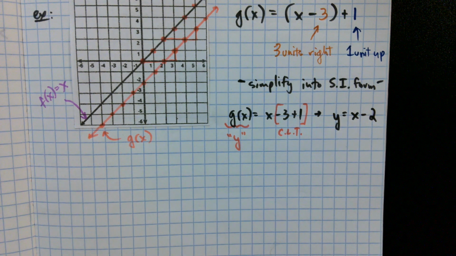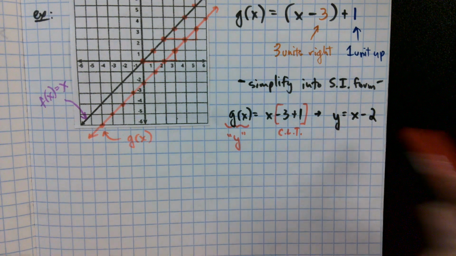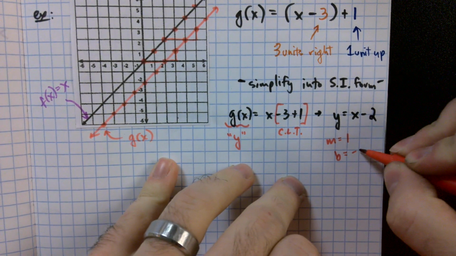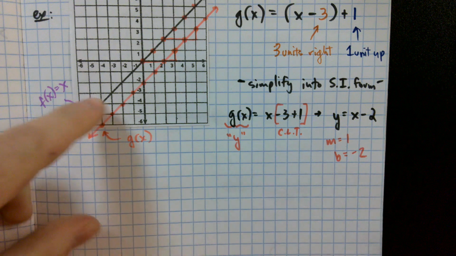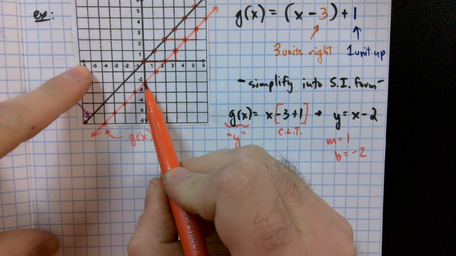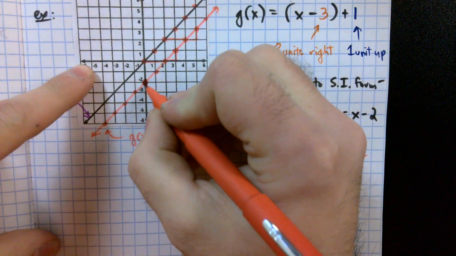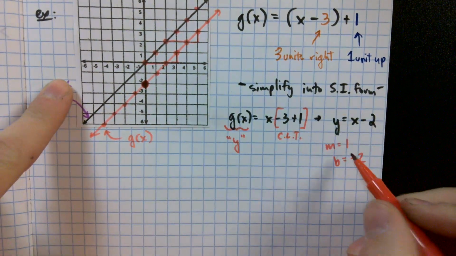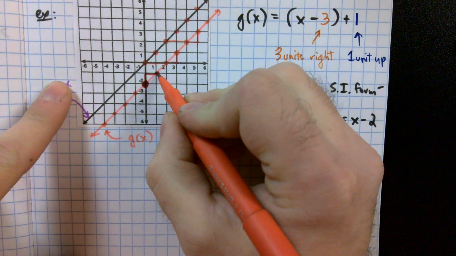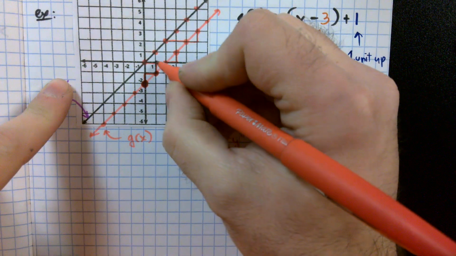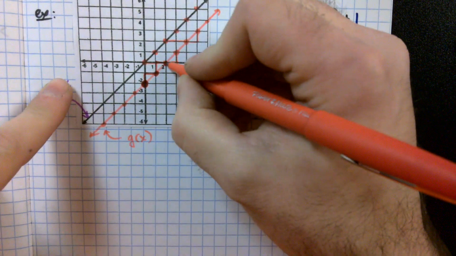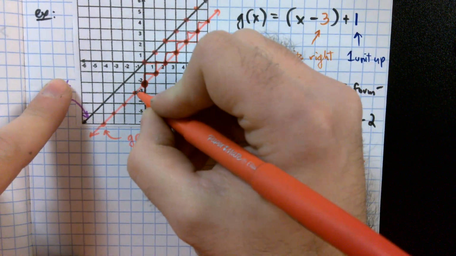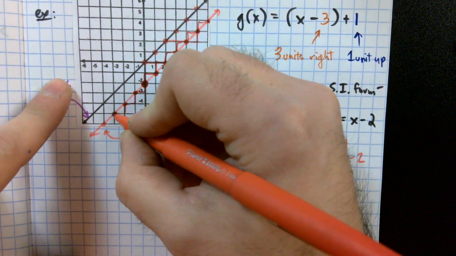All right. If y is equal to x minus 2, I know that my m is 1, my b is negative 2. I can plot my y-intercept at negative 2, which conveniently we already have a point at. And then I can use my slope to rise 1, run 1, make a dot. Rise 1, run 1, make a dot. All the way up my graph and all the way down my graph.